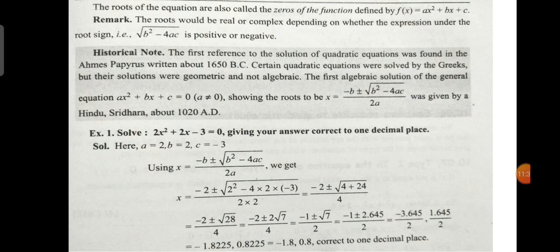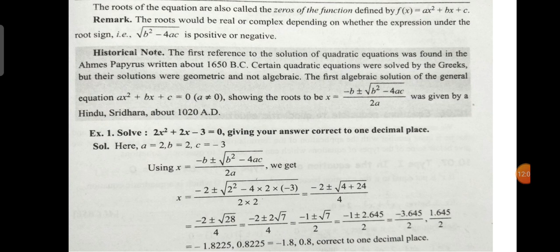It's 2, b is 2 and c is minus 3, because the standard equation is ax square plus bx plus c, the sign is plus, so c is minus 3 here. So using x is equal to, what is the quadratic formula? It is minus b plus or minus root of b square minus 4ac by 2a.